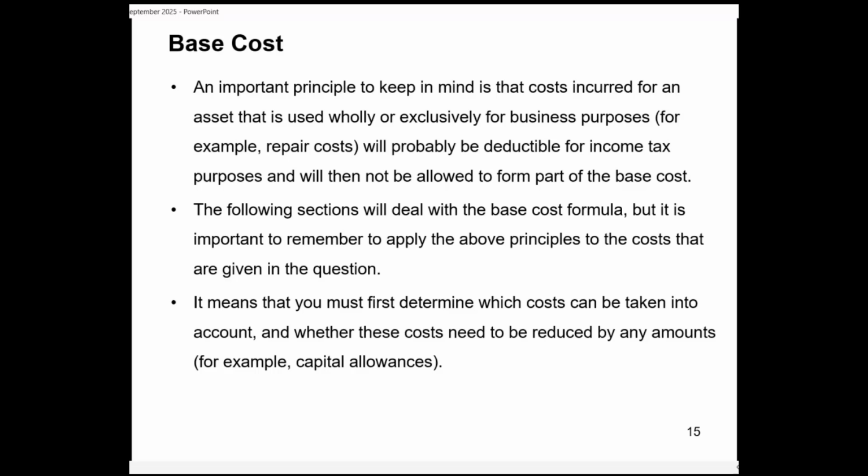You need to know how to apply the base cost formula. You need to know what is included in the base cost and what is excluded. It means that you must first determine which cost can be taken into account and whether this cost needs to be reduced by any amount, for example capital allowances. So you need to know the base cost formula, the amounts to be included, the amounts to be excluded, and how to calculate it.